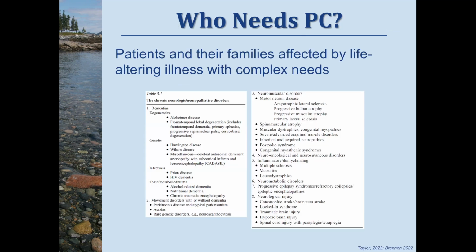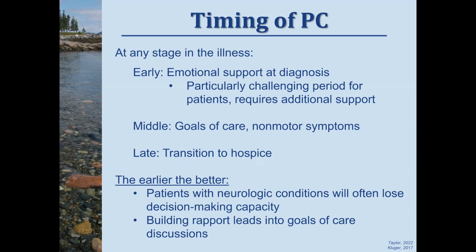So who's going to benefit from neuropalliative care? This slide was updated just to give the entire list of who may qualify. So we've got about 8 different categories. We'll go into some of these more in detail, but this is just more to show you that comprehensive list of chronic neurologic illnesses where a palliative care approach may be appropriate to utilize.